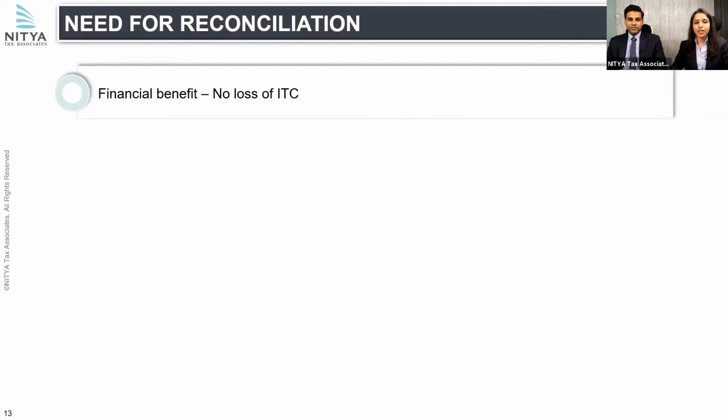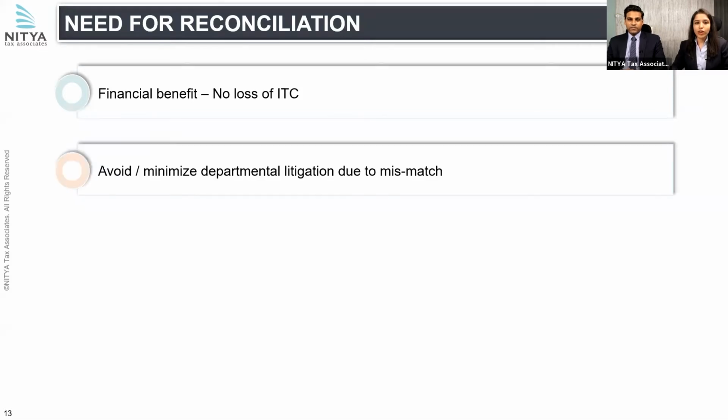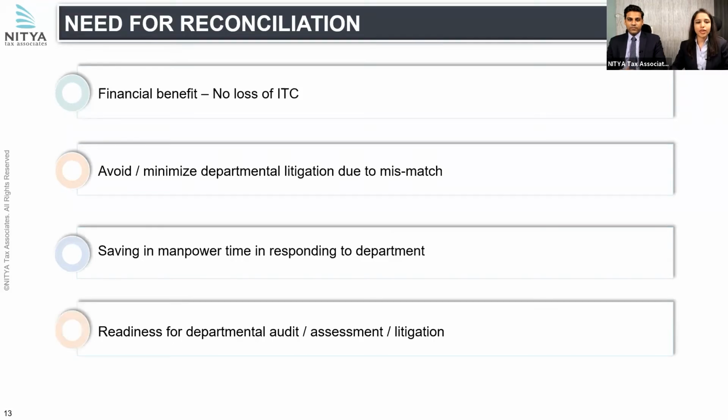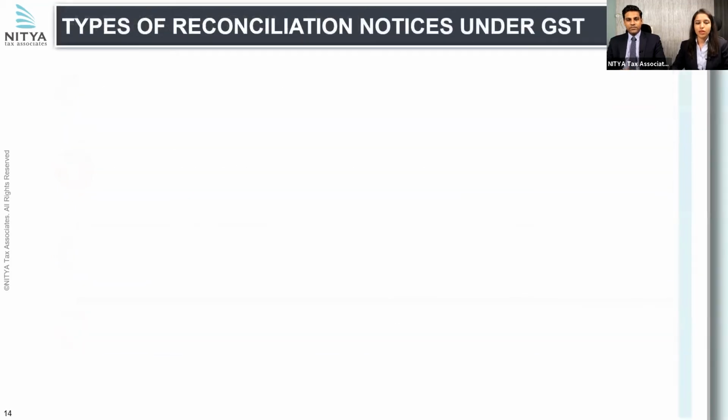Let us understand the need for reconciliation first. It will definitely help prevent the loss of ITC for the taxpayers. It will minimize the departmental litigation due to the mismatches. It will help in saving manpower time in responding to the department, and in readiness for departmental audits, assessments, and litigations. Now let us understand the different types of reconciliations on the outward and inward side.